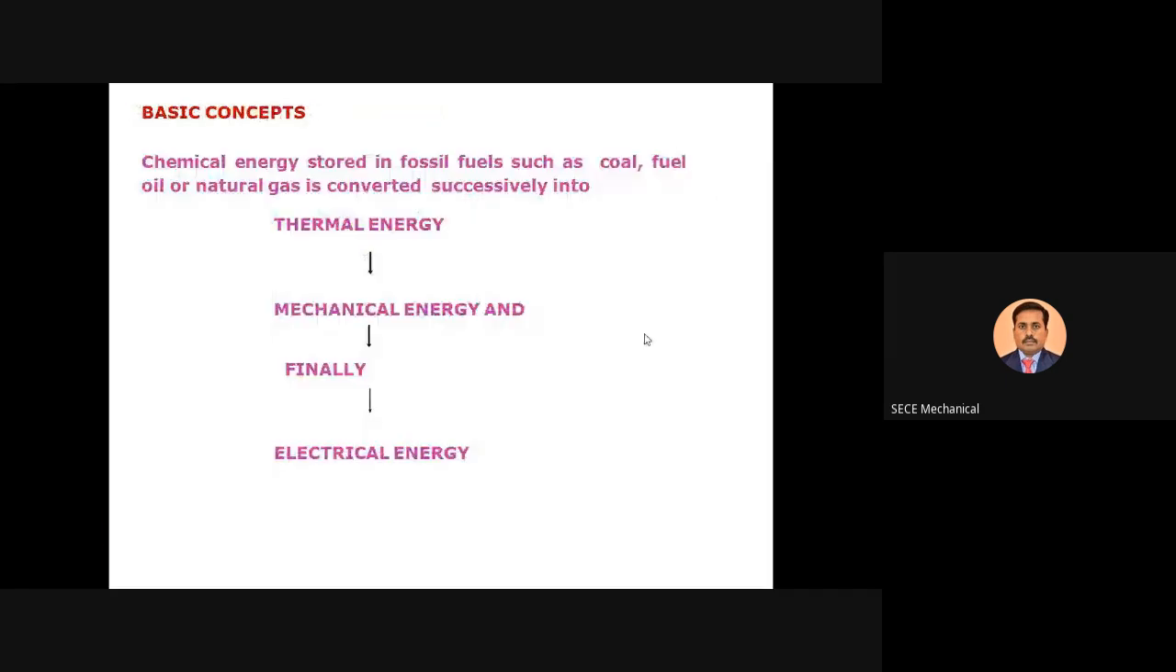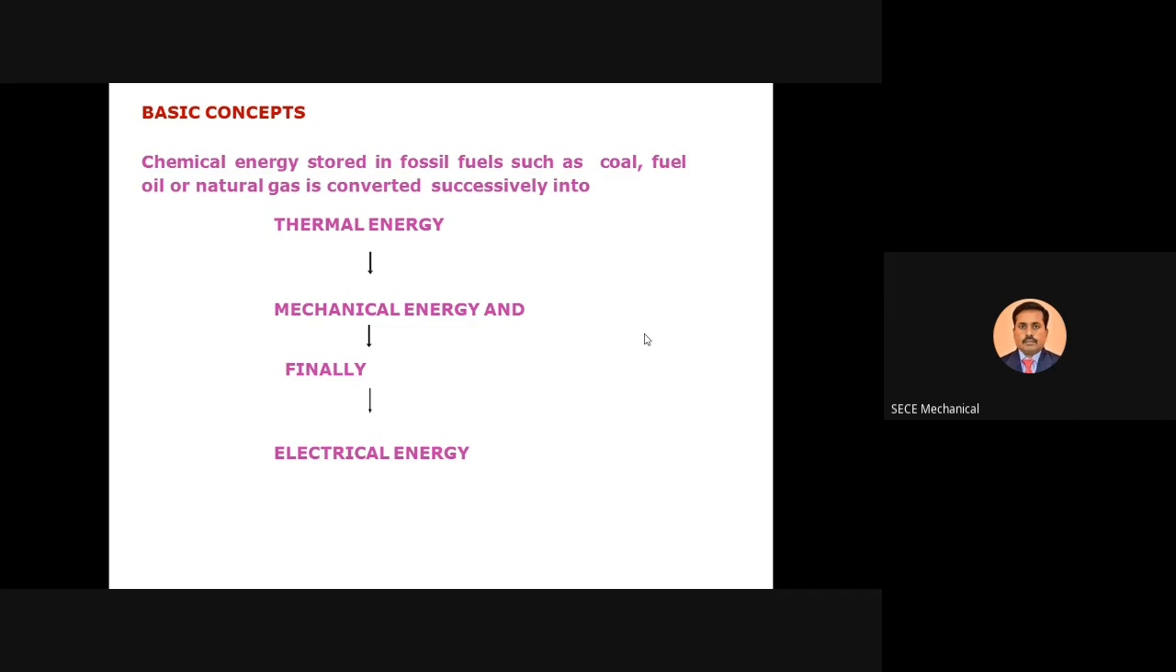So conventional power plant, you know very well. The basic concept of a conventional power plant, you know. Normally a fossil fuel, that is nothing but coal, fuel oil or natural gas, is stored in the form of chemical energy that is converted into thermal energy with the help of a boiler due to combustion. So the boiler generates steam. That steam goes to the turbine. So mechanical energy is produced, and further mechanical energy is converted into electrical energy with the help of a generator.